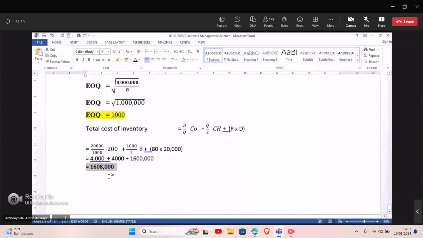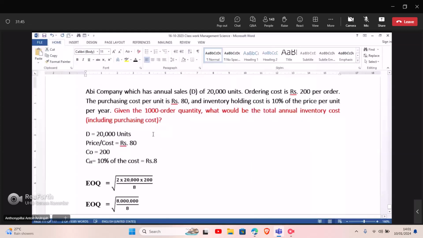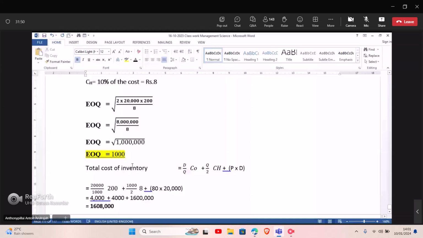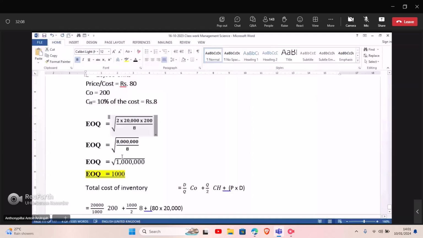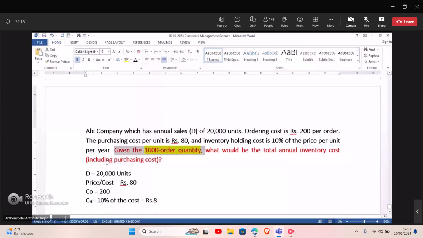Okay. Here in this example, both are the same. The given information is 1,000 and the normal EOQ is also 1,000. If there are differences, if the given one is higher or lower, you have to calculate your cost calculation only for that figure.